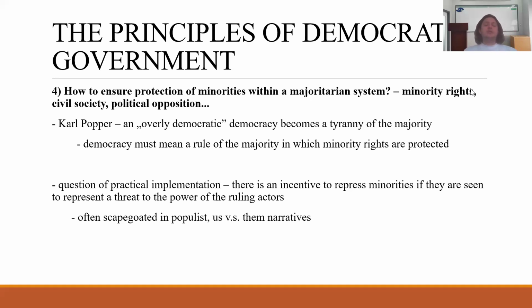But also, there's a lot of incentive in politics to scapegoat minorities through populist us versus them narratives. Because one of the easiest ways to gather political support is to identify a political problem and then pin that problem to an enemy. If only we were to remove these people, we can succeed. And we can solve the problem.